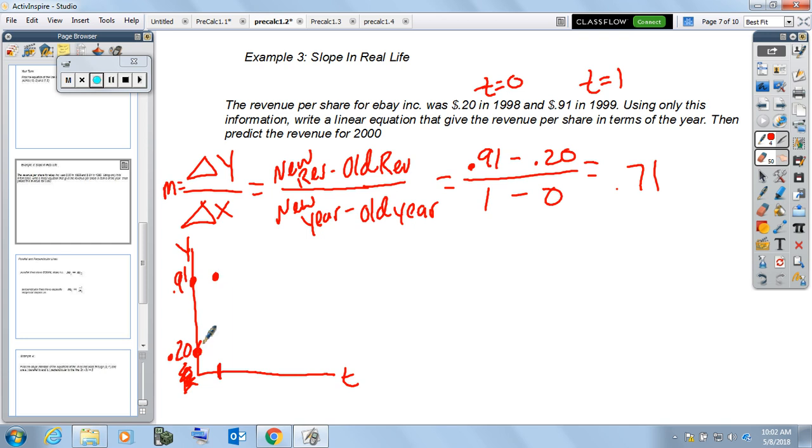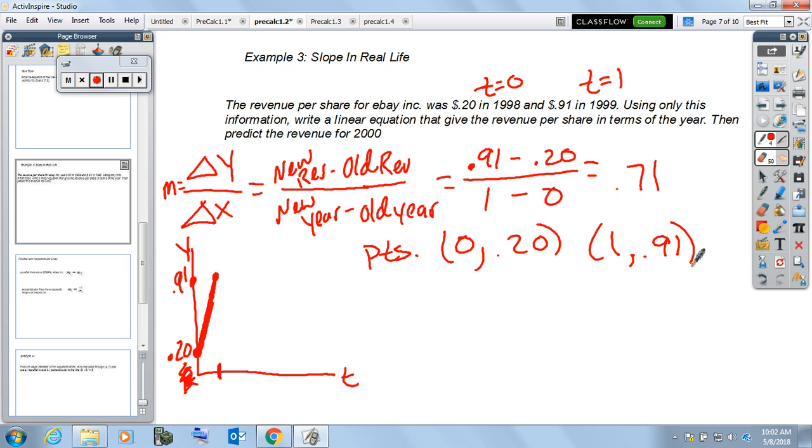And so the goal is to find out what the equation of this line will end up being in the end. Well, we already have our slope. So that means we have 2 points. The points that we know so far that are on the graph are (0, 0.20) and (1, 0.91). Alrighty. Well, let's use one of these.